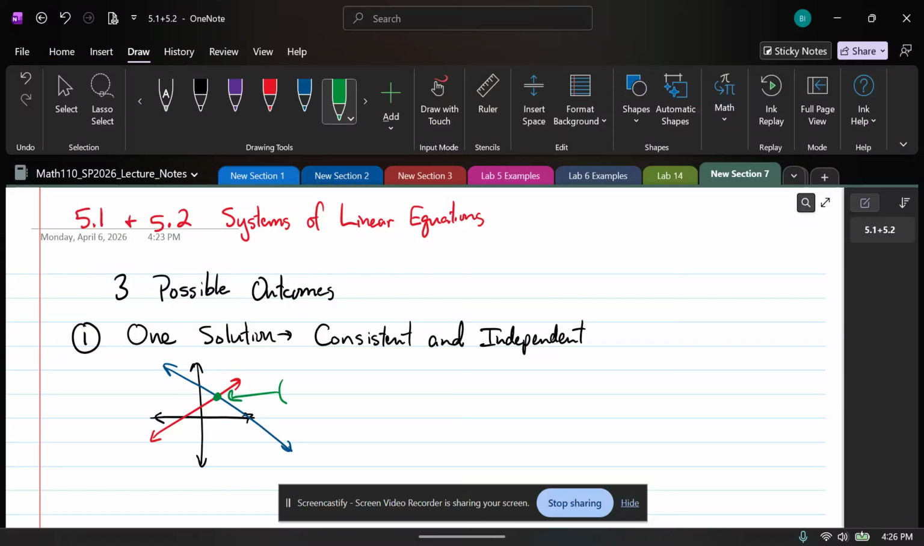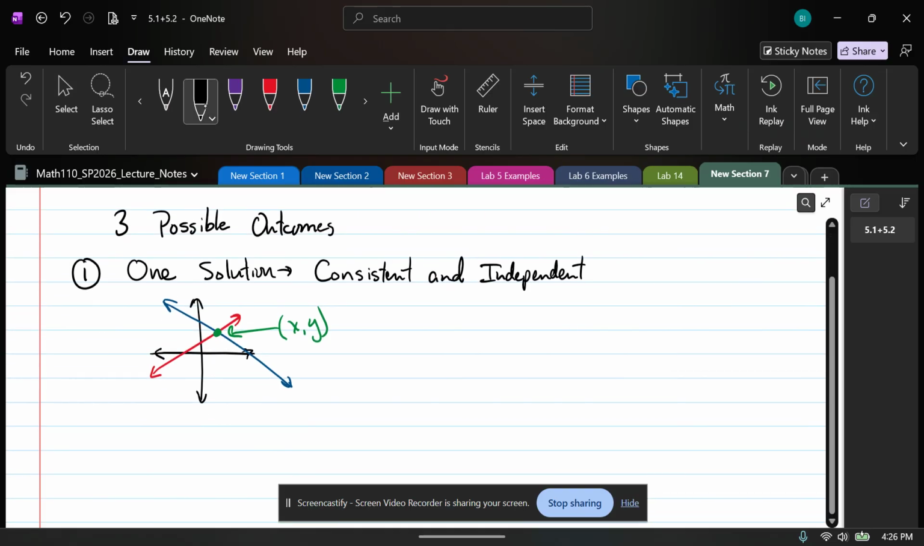So this example of this, it's an ordered pair. That one solution is where those two graphs cross. We're going to find multiple ways how to find that point. So we're looking for that ordered pair, that point where they cross. That's what we're going to be looking for. That one solution. That's the most common thing that's going to happen, is just getting one solution.